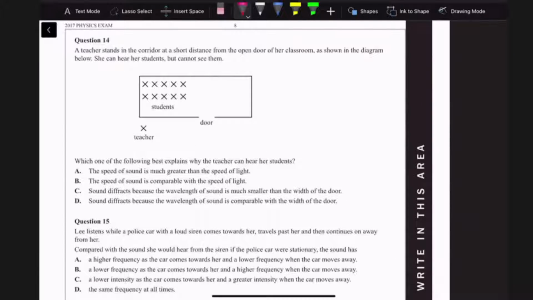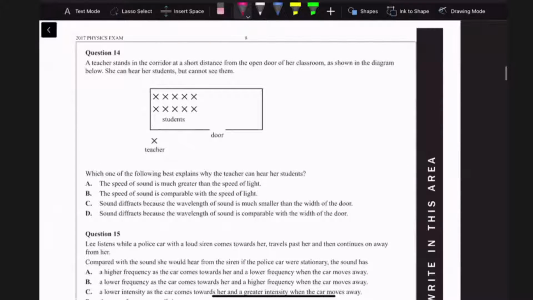So now this question is about diffraction. It's asking why the teacher can hear the sound but not see the students. So A is completely wrong. Nothing is greater than the speed of light, and B is also wrong because again it's much less. So C, sound diffracts because it's smaller. No, that's not why. And D, it's because it's comparable. Yeah, that's correct.